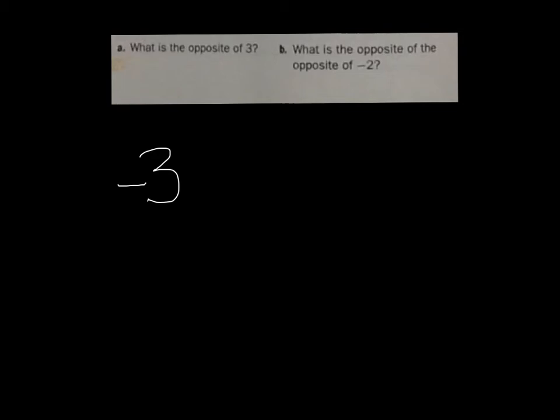Well, first of all, the opposite of -2 would be 2. And then they want the opposite again of that one, so the opposite of the opposite would still be -2.